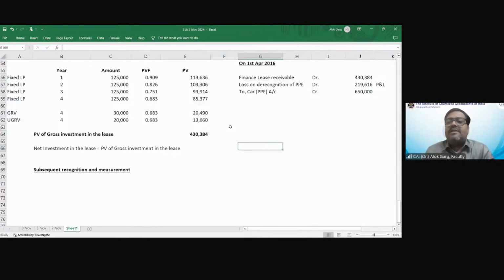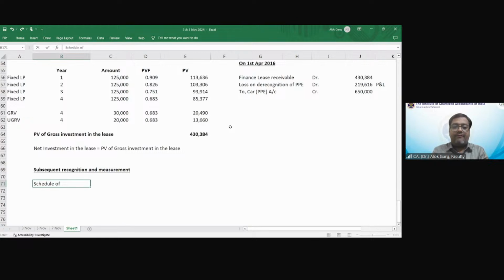So the question is, in the next 4 years, how much money will you receive? 5,50,000. But you have recognized this asset at 430. So what is the difference between gross investment and net investment? Interest income, right, Nisha? Yes, sir. So let me prepare the schedule for this lease receivable.